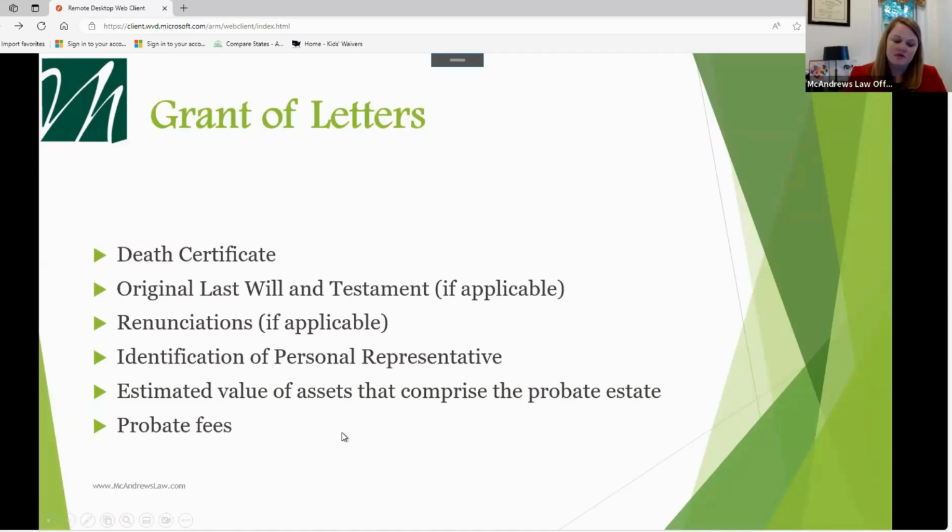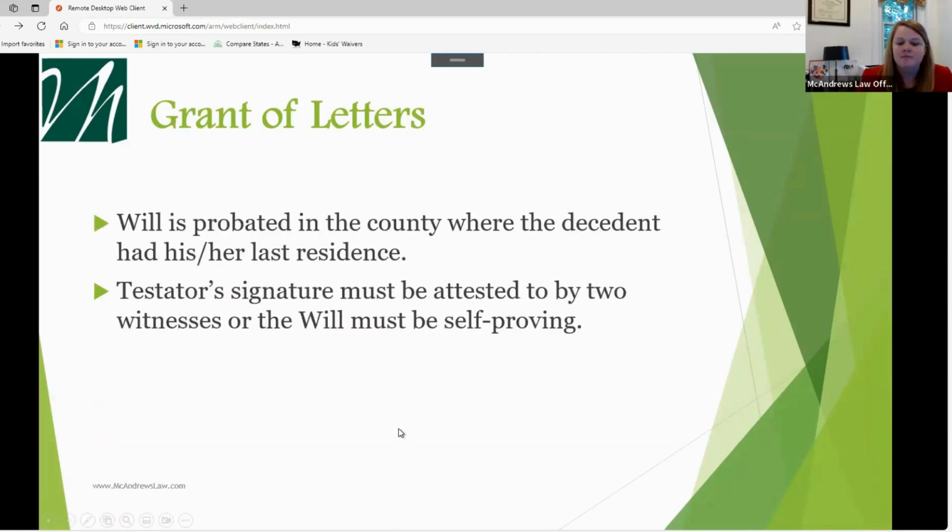So like I said, there'll be probate fees based on the assets of the probate estate. The will is probated in the county where the decedent had his or her last residence. The will is typically witnessed. It has to be attested by two witnesses, or the will must be self-proving. Self-proving just means that when you did your will, you have the witnesses certifying that they saw you sign it, you were over 18, you weren't under any undue influence.